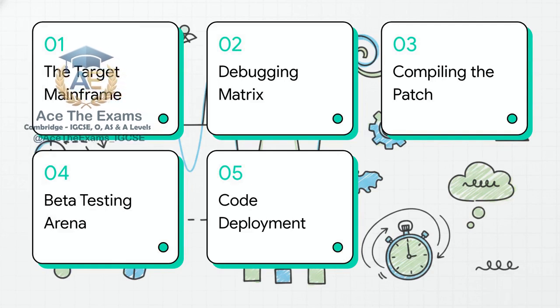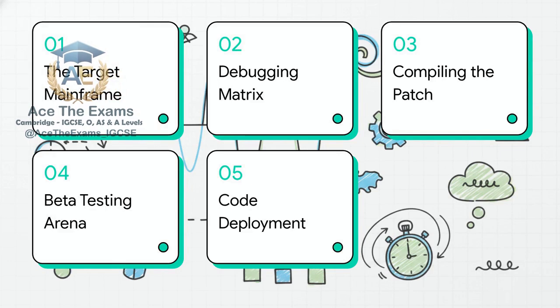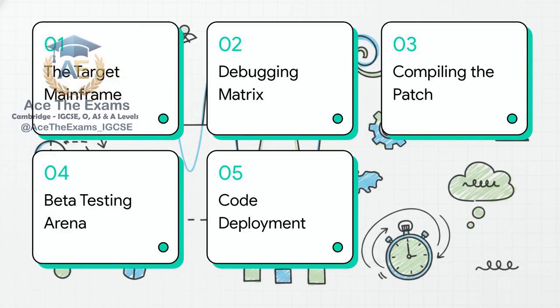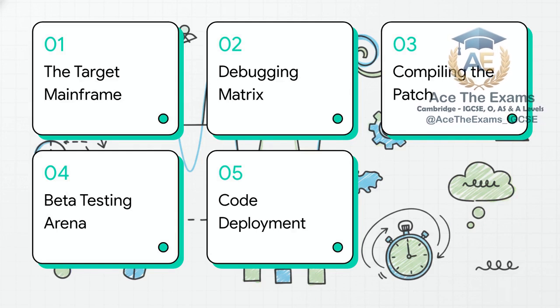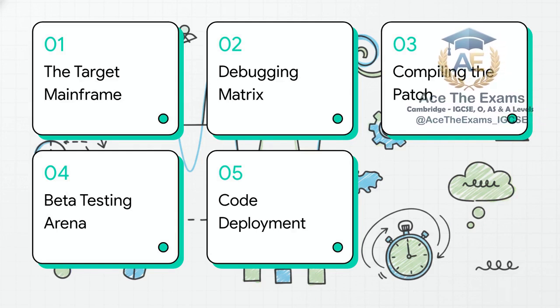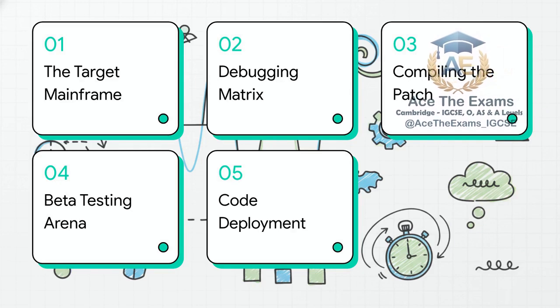Okay, here is our system roadmap for today's hackathon. First up, we'll outline the target mainframe. Then, we'll move into debugging the matrix. Third, we'll be compiling the patch. After that, we'll jump into the interactive beta testing arena. And finally, we'll wrap up with code deployment.